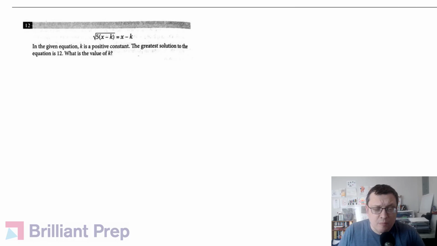Number 12, there's a number of ways we can tackle this one. We have this unknown positive constant k. We know the greatest solution to this equation is 12, and what is the value of k? So there's a lot of options here.